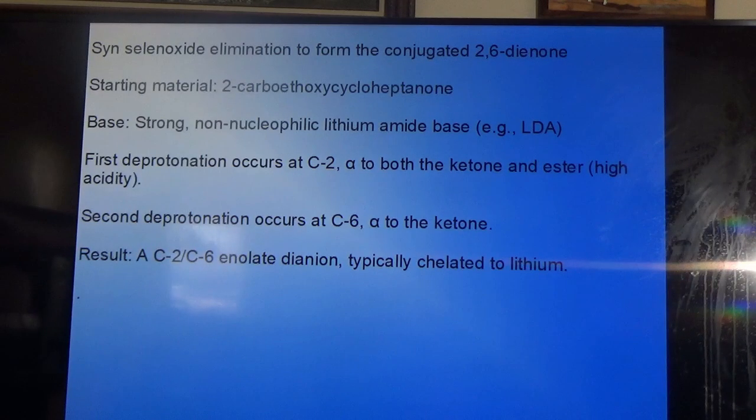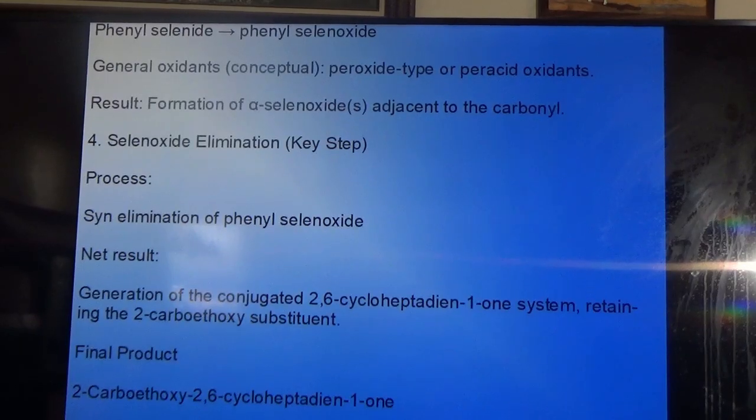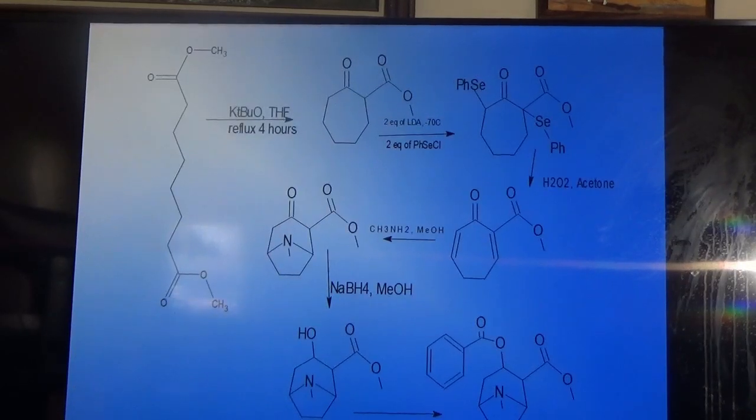I started with 2-carboethoxy cycloheptanone, and then a strong nucleophile can deprotonate both at the C2 and C7 positions to give the dianion, and then this dianion is reactive. You can add phenylselenium chloride to get the dialkylation, and then you can oxidize with hydrogen peroxide and eliminate to give the dienone. This is represented in the next slide, how I did this.